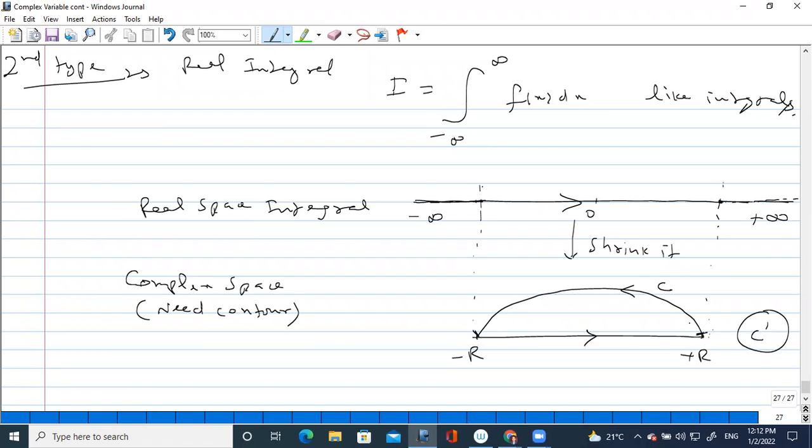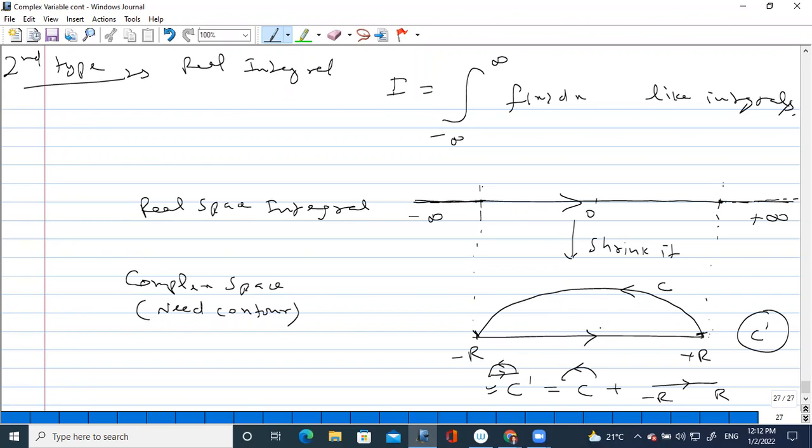So what can I write? Here C is just a semicircle. You can write that this C dash is nothing but your semicircle contour C plus this line minus R to R. This is the contour, and this C contour is this one. Okay, and this C dash is the complete contour. So this complete contour I am converting into this C and this minus R to R line.